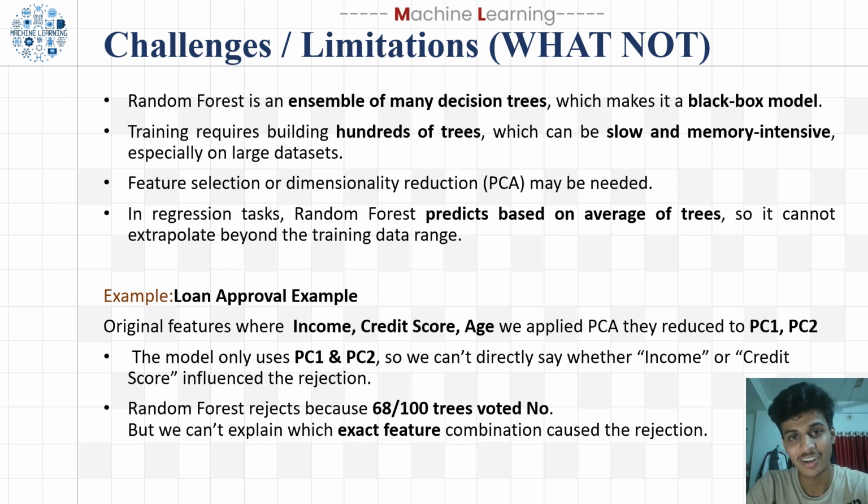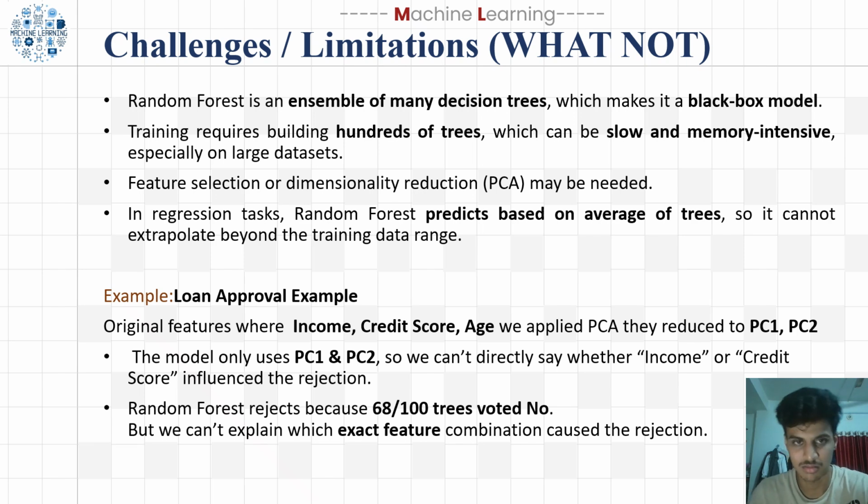In regression, it cannot extrapolate beyond the training data range. For example, let's take an example of loan approval. Random forest may reject an application because 68 out of 100 trees voted no. But we cannot explain clearly whether income was highly influential, or credit score, or age had the most influence. This shows that we don't know why the model took this decision. What was the reason behind it? The model hides those details. This is the major drawback of random forest.